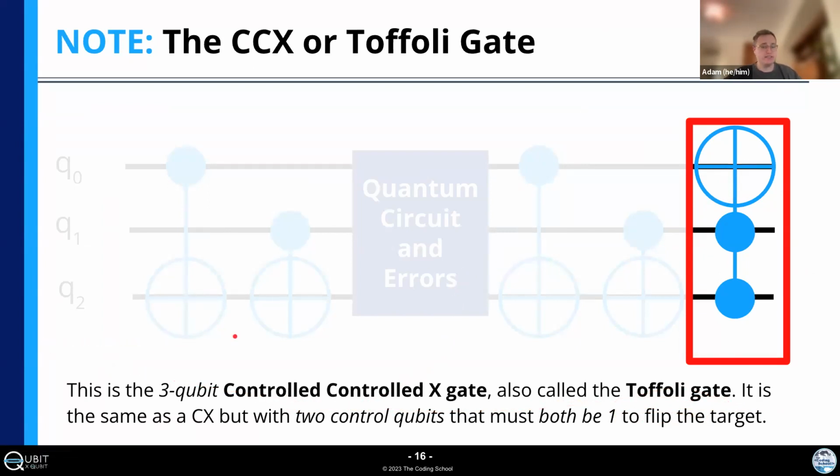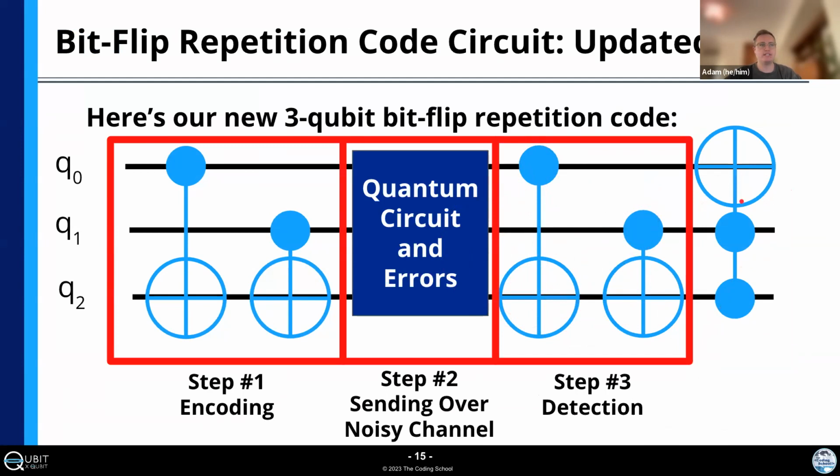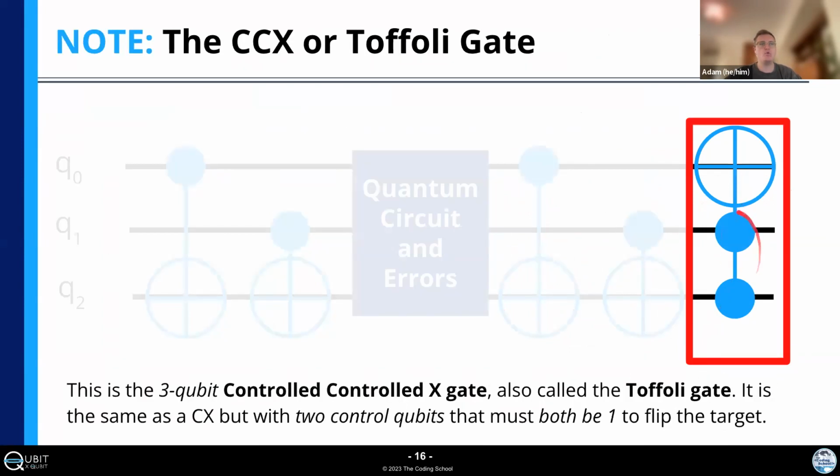It's actually just the same as a CX gate, a controlled X gate that we've been learning about for months and months. But now we have 2 control qubits, and they must both be 1 to flip the target. So notice that our normal CNOT can connect any 2 qubits, with our control and then our X gate that's targeted. Here, we just have 2 controls, and they both have to be on.